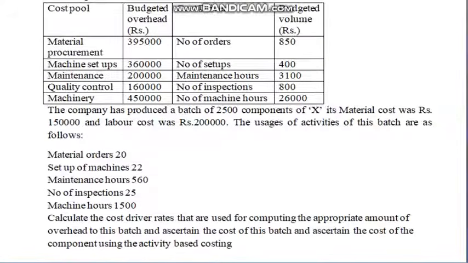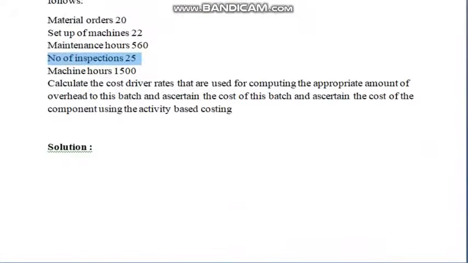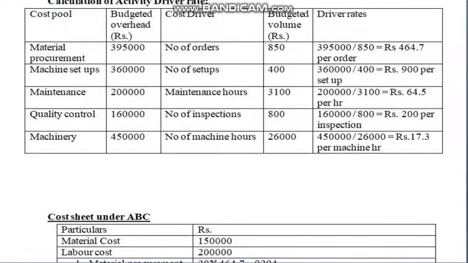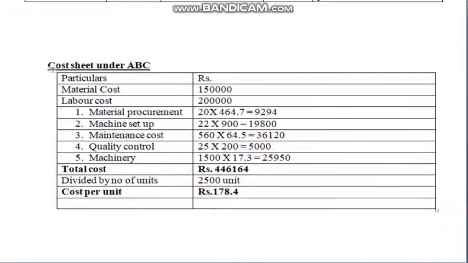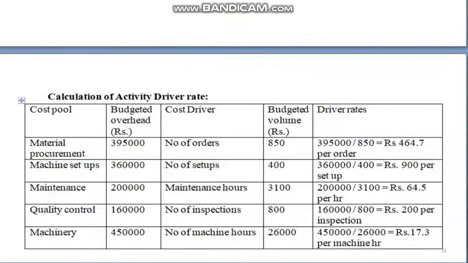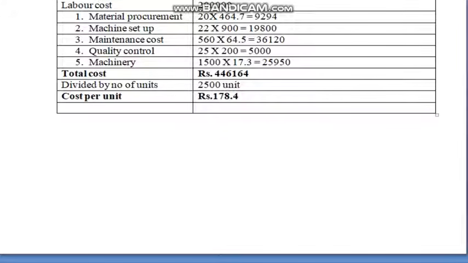The next activity is cost of quality control. Here the cost of quality control is based on number of inspections. The number of inspections is 25. So take 25 multiplied by the cost per inspection, which is 200 rupees. So you will get 5,000 rupees.